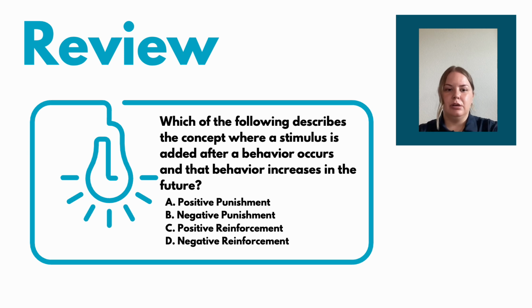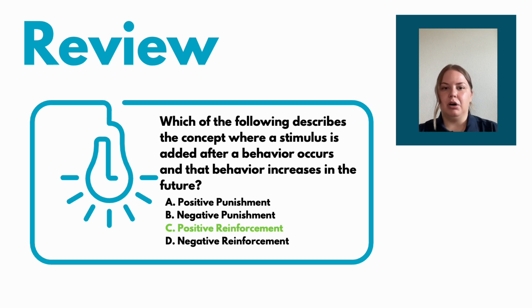So let's do a quick review. Which of the following describes the concept where a stimulus is added after a behavior occurs and that behavior increases in the future? Think about that table we walked through, or you can go back if you need. Is it A, positive punishment, B, negative punishment, C, positive reinforcement, D, negative reinforcement? Take some time, pause the video if you need more time. Again, you can go back to that table to help you with this question.